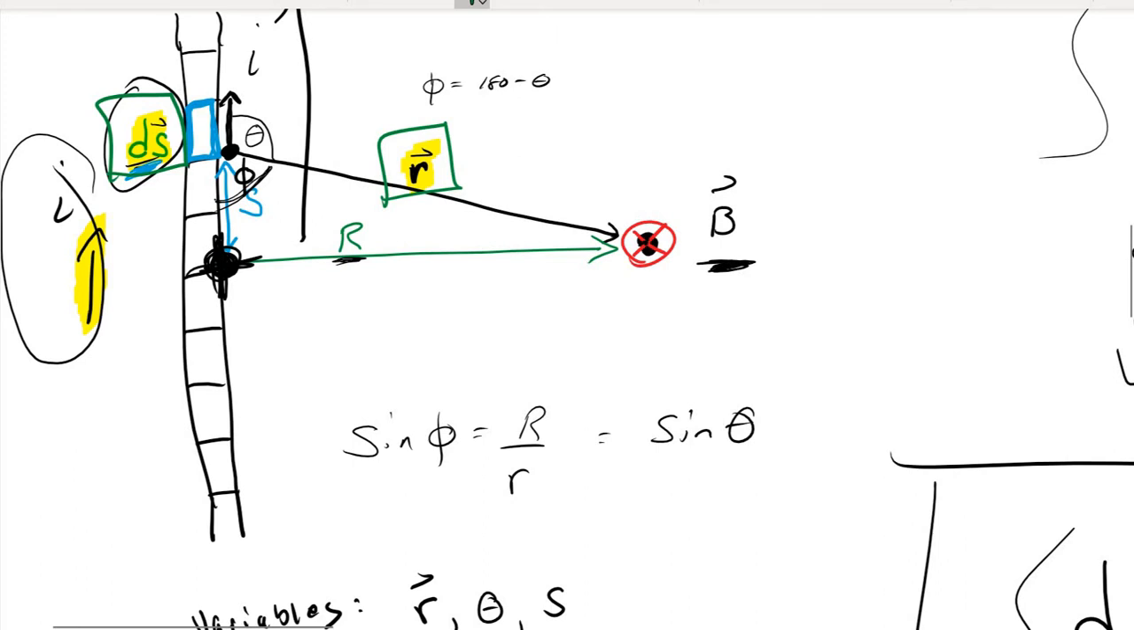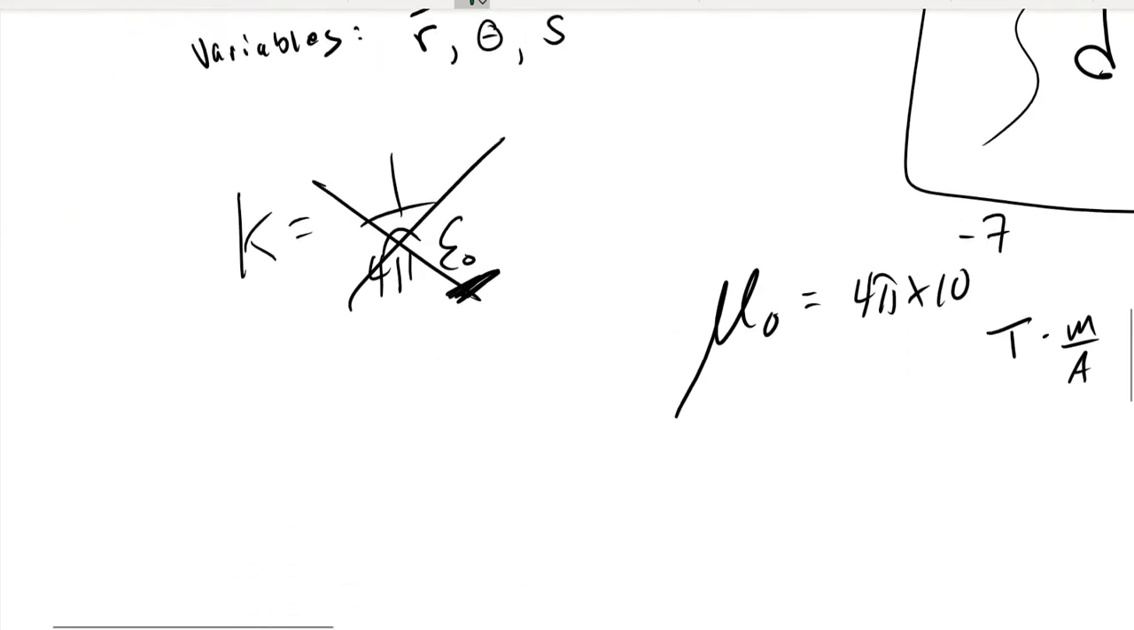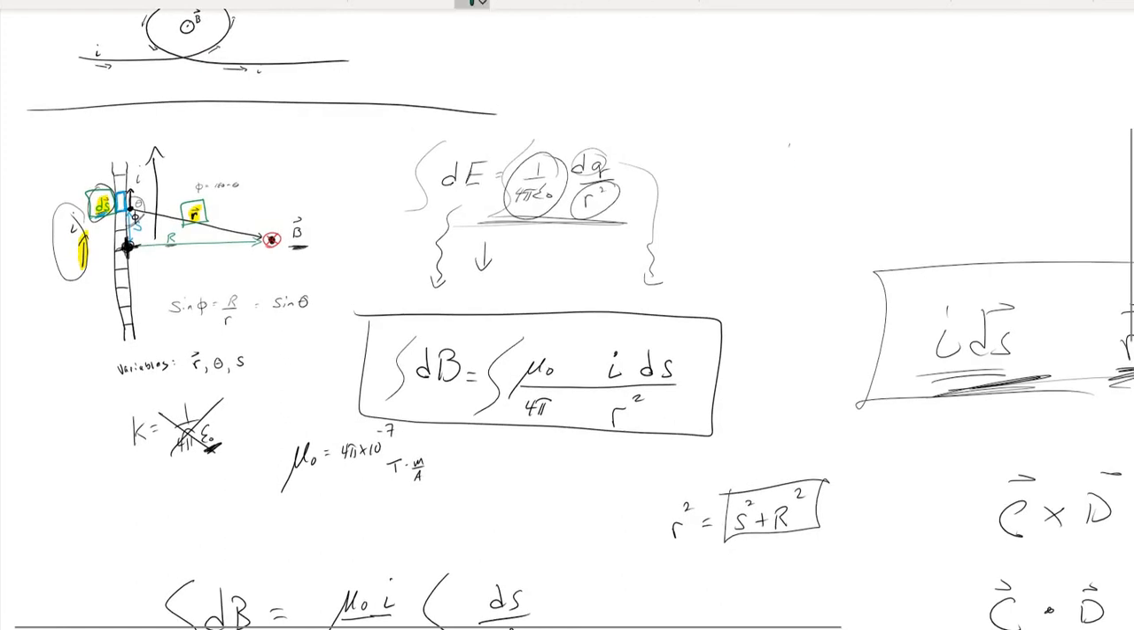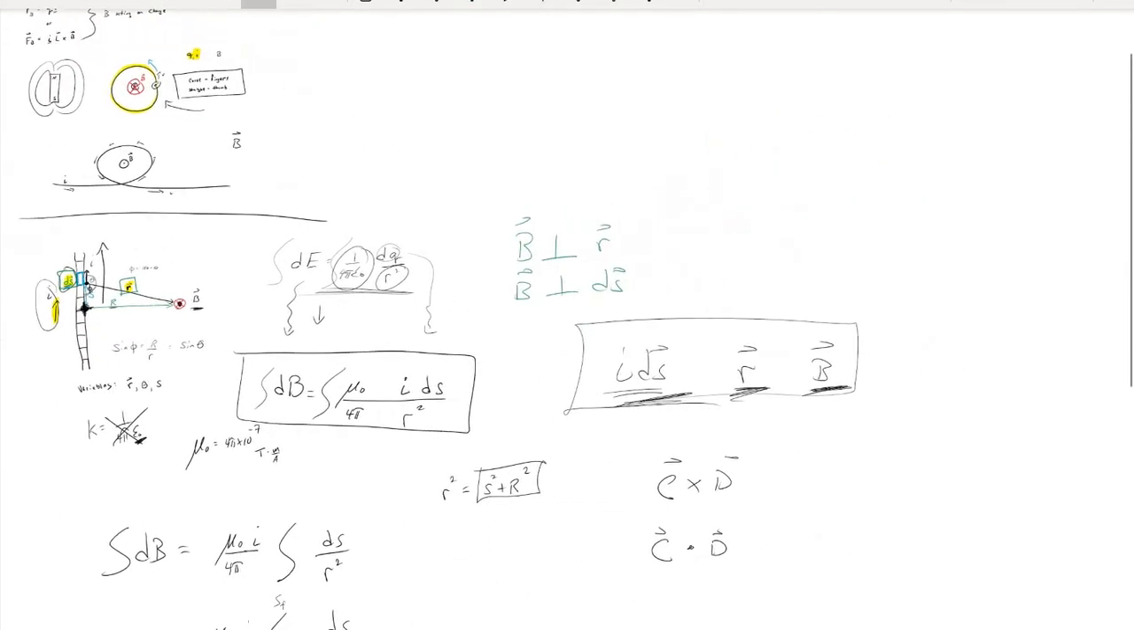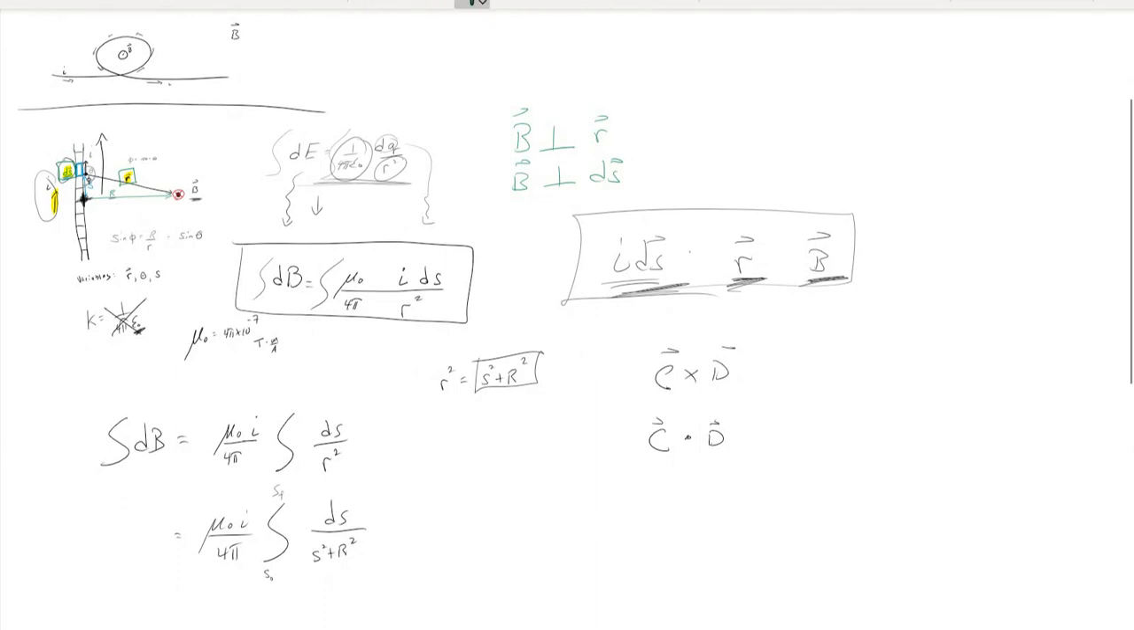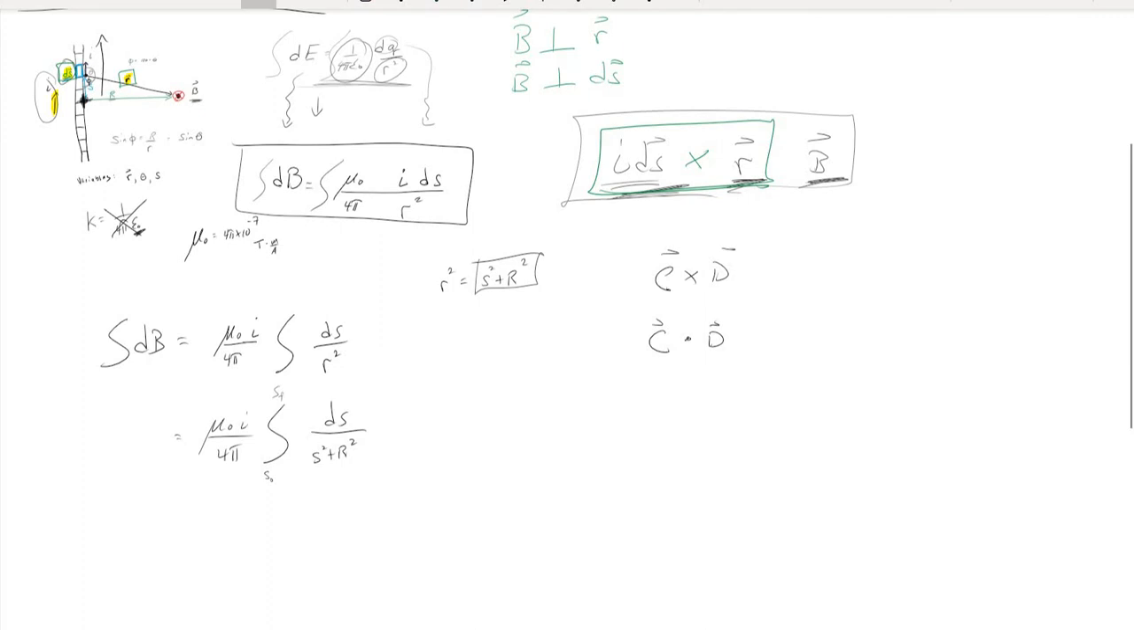Even as we go all the way around this wire, the angle relationship between the magnetic field vector B and ds and r is always going to be at a 90-degree relationship with those other two vectors. So that clues us into the fact that there should be some kind of a cross-product relationship going on between those two vectors.